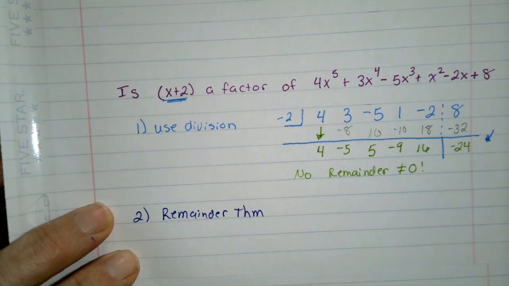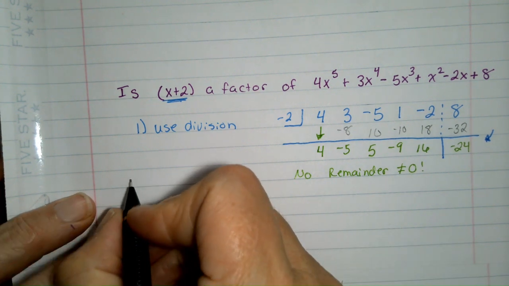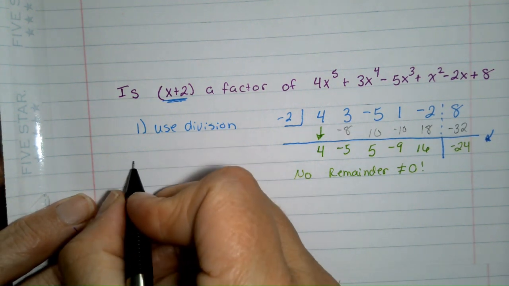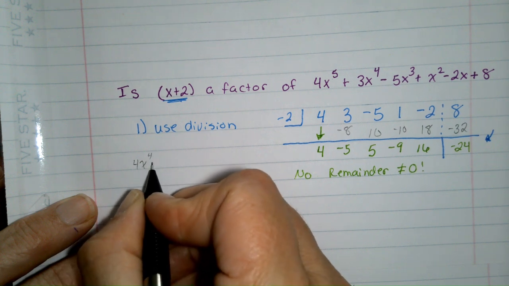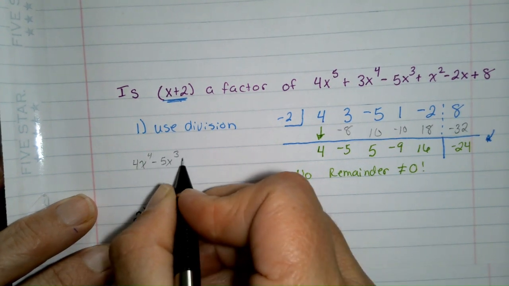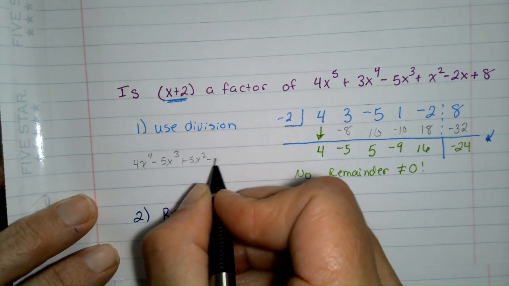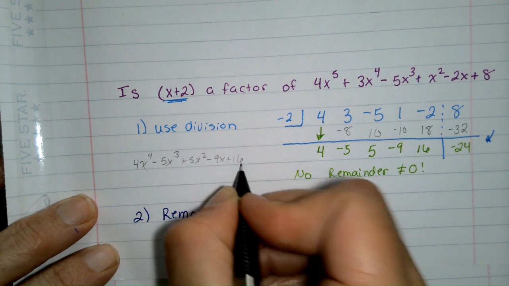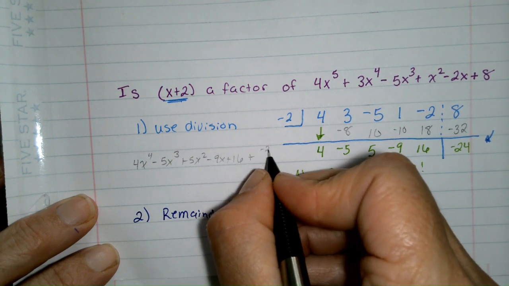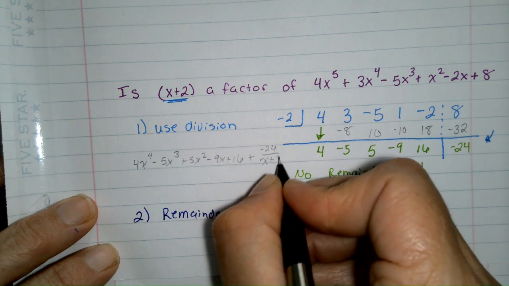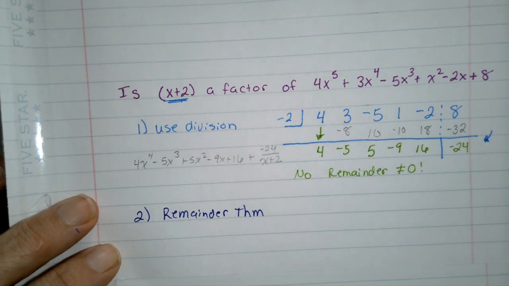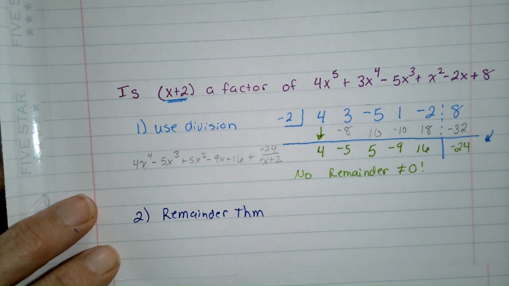Before I do that, just a note. The answer to this division would have been 4x to the 4th minus 5x cubed plus 5x squared minus 9x plus 16 plus -24 over our x plus 2 divisor. Just in case you were wondering, make sure that we understand that.